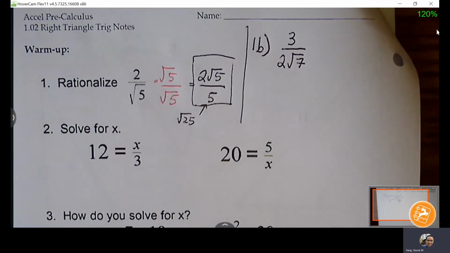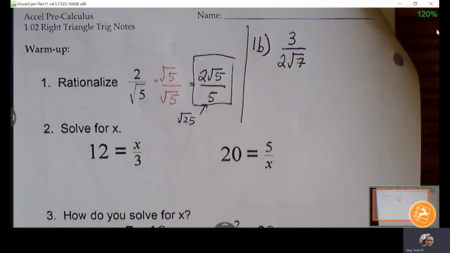Okay. We also need to rationalize. We can also rationalize this fraction. But what do you think we're going to multiply the numerator and denominator by? Just the root 7. Okay. Why not 2 root 7? You can't multiply that by 3.